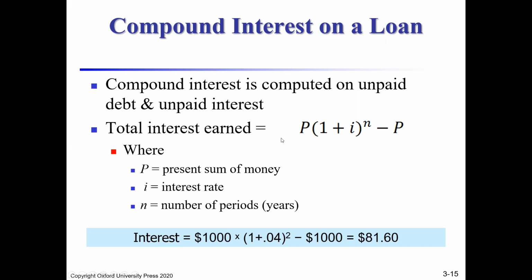So you have this nice mathematical series summation: principal times 1 plus the interest rate to the power of n, the number of periods you're borrowing for, minus the principal to calculate the interest. In this case, $1,000 times 1 plus 4%, working out that same example, squared minus the original sum is $81.60 of interest for that period.